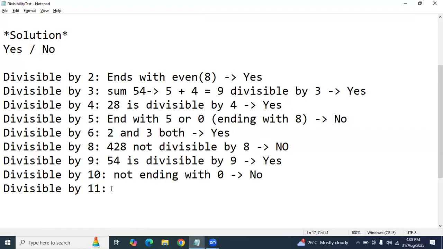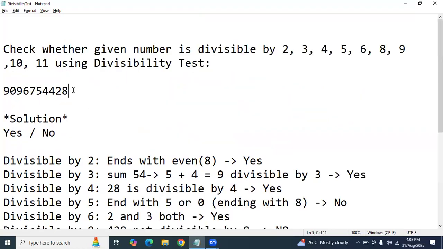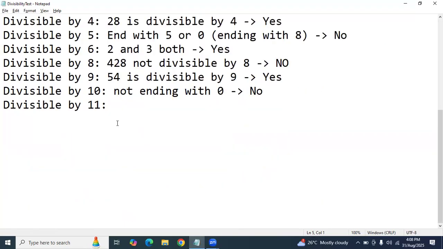Divisibility of 11 is a little bit challenging. Let's try to simplify it. Let's write down the number. Let's keep a gap between every 2 digits because we need to categorize them as odd place and even place. It's not an odd number or even number, it's odd place and even place.